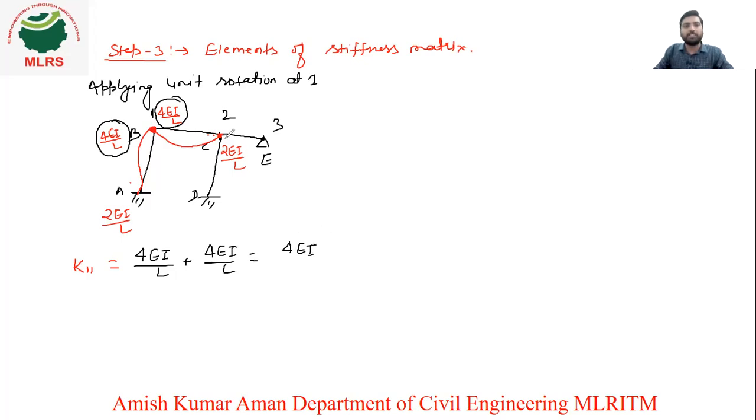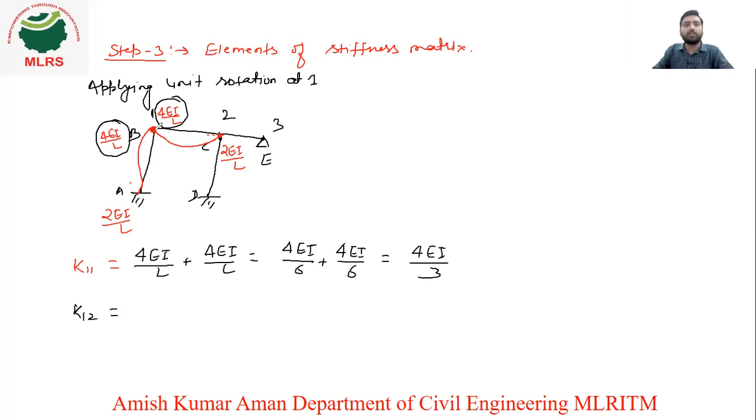If you talk about the BC span, the span is 6 meter. For AB also the span is 6 meter, right? So the span of BC and AB is the same. So 4EI by 6 plus 4EI by 6. If you calculate it, you will get 4EI by 3. Okay.